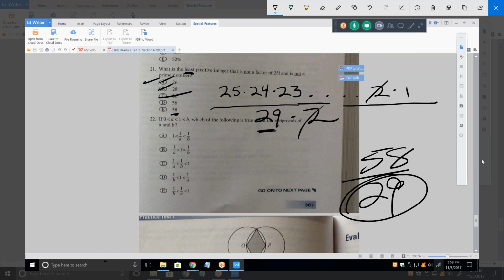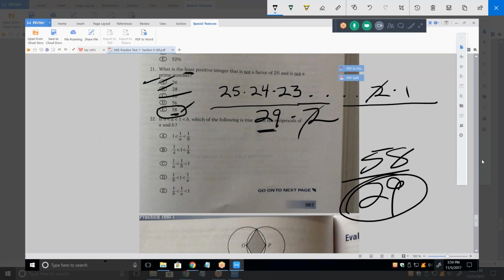Right. So it turns out that I don't actually have to prove that 58 doesn't work. I've exhausted my possibilities. I know that A, B, C, or D do not work. But it says "and is not a prime number." Is 29 a prime number? No, 58's not a prime number.